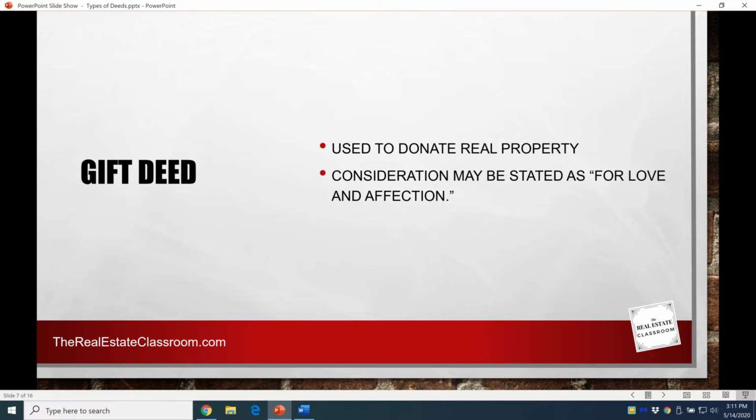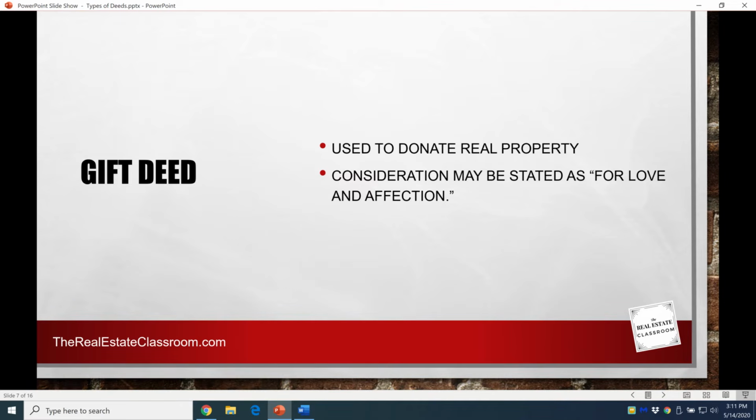The interesting thing about the gift deed, and it's unique to the gift deed, is the consideration part of the deed. Now, from previous videos, if you've watched them, you know that consideration is an essential element of not only the deed, but also the contract. And it basically means that there's an offer of something of value. Typically it's money. It doesn't have to be. It could be a pound of dirt. It could be diamonds, stocks. Most of the time it's money, but it's something of value.